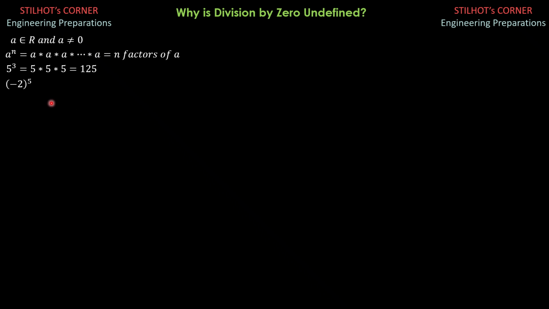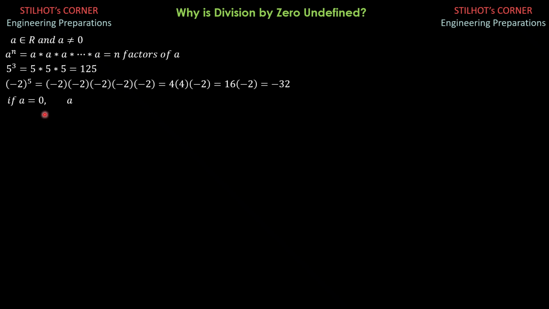Then negative 2 to the 5 is negative 32 because we have 5 factors of negative 2. So negative 2 times negative 2 times negative 2 times negative 2 times negative 2, that's 5 factors of negative 2. So negative 2 times negative 2 is positive 4. Then negative 2 times negative 2 is again positive 4. And 4 times 4 times negative 2 is 16 times negative 2. That's why it is negative 32.